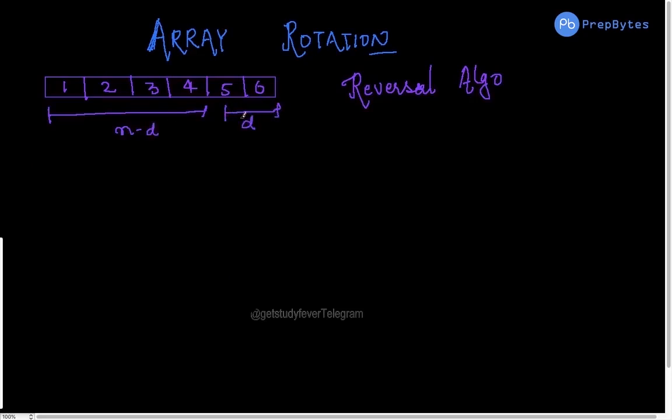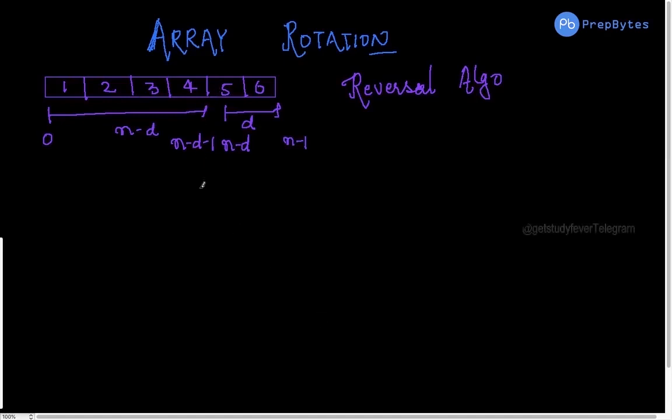And this is not an actual division. It's not that we are making two separate new arrays. We just have this particular array only. It's just that, let's say we have the first part from index 0 to n minus d minus 1 and another from n minus d to n minus 1. So you can think of it as a virtual line over here.